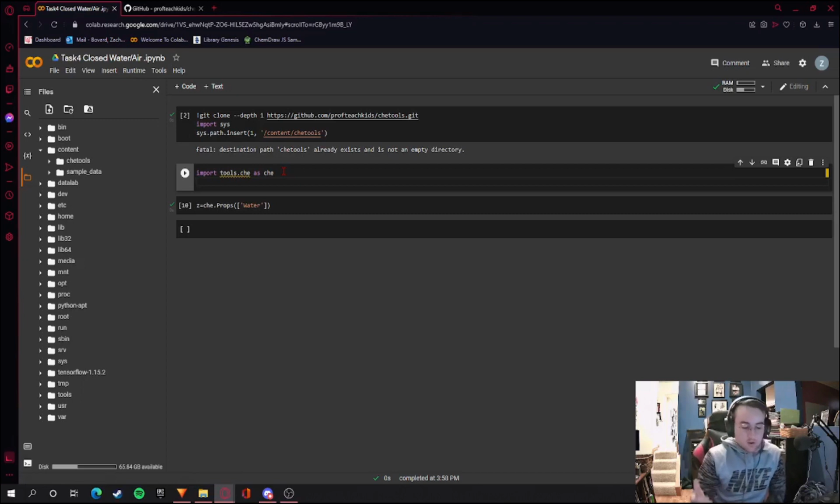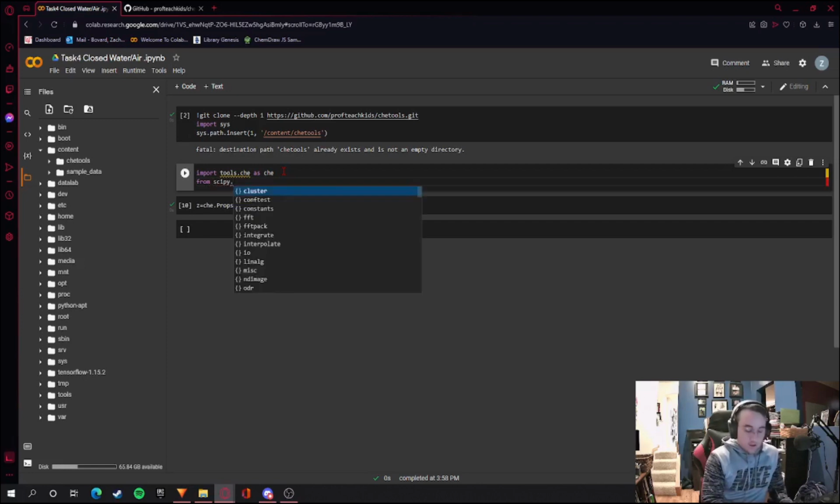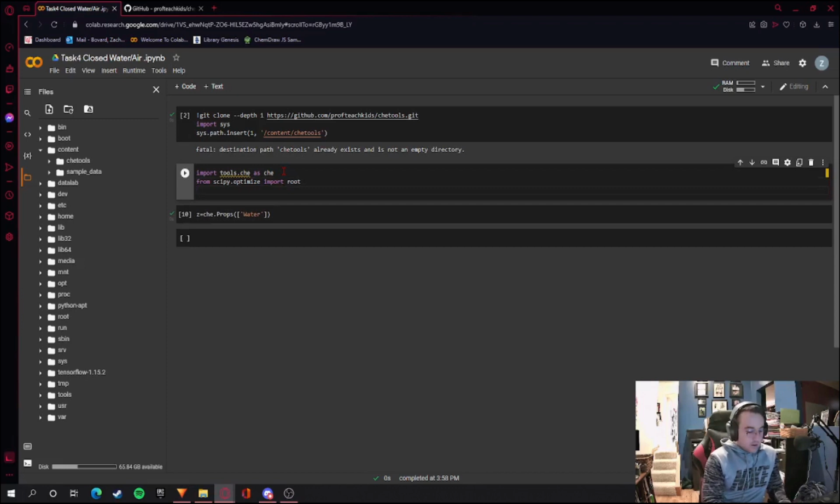So because we have two equations and we also have two unknowns, we have to use a root finder. So to use a root solver, sorry, you have to do scipy.optimize import root, enter. And then while we're at it, we'll just define R, because I know we're going to have to use R at some point. So 8.314.